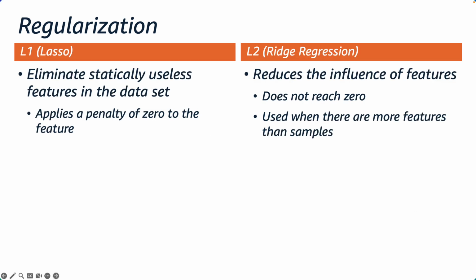Let's also talk about the methods of regularization. There is L1 and L2, and both work in a similar way, but they have different use cases. L1, also called lasso, can help to eliminate statistically useless features in our data set, such as a person's name or identification number. It applies a penalty of 0 to the feature, which essentially turns that feature off and eliminates the feature. L2 regularization is known as ridge regression regularization, and it can reduce the influence of features. It does not reach 0, but reduces that influence. And this is used when there are more features than samples.